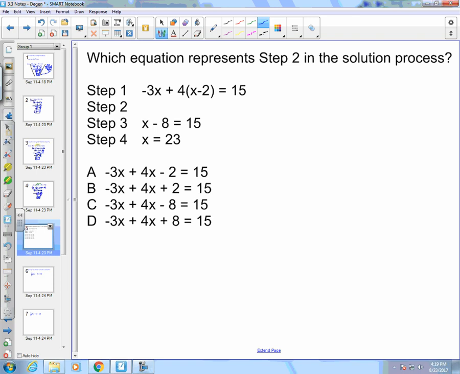Here we have a problem where there's a step missing. Which equation represents step 2 in the solution process? Take a look at your 4 answers, A, B, C, and D, and decide which one of those is for step 2 in the process. If you want, stop the video for a moment and think about that. When you're ready to go, start the video up again.